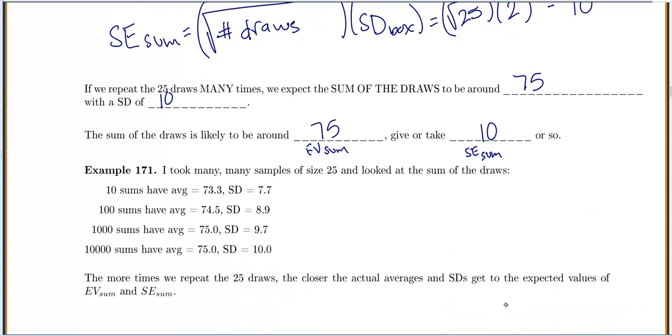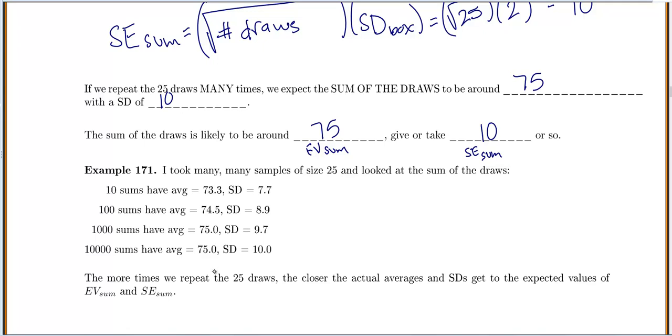Now I used my computer to take many samples of size 25 and I looked at the sum of the draws. So if I did it 10 times, the sums had an average of 73.3 and a standard deviation of 7.7. For 100 times we had our average of 74.5 and a standard deviation of 8.9. For 1,000 times we had an average of 75 and a standard deviation of 9.7. And 10,000 times the average is 75 and the standard deviation is 10.